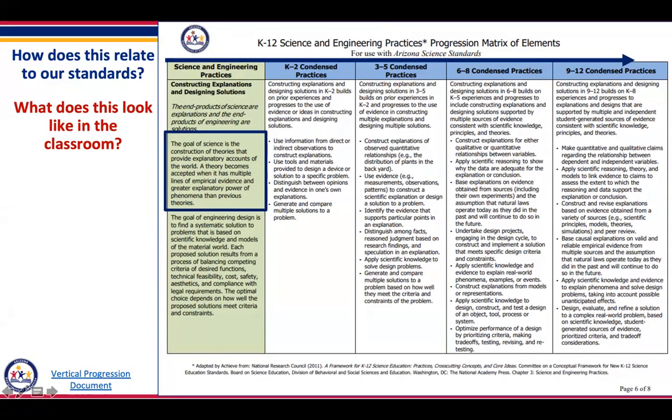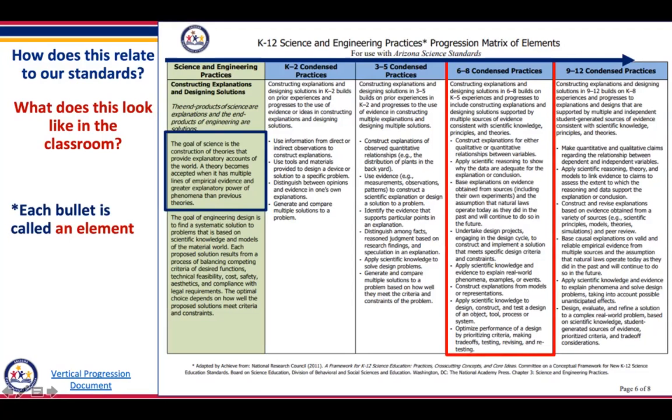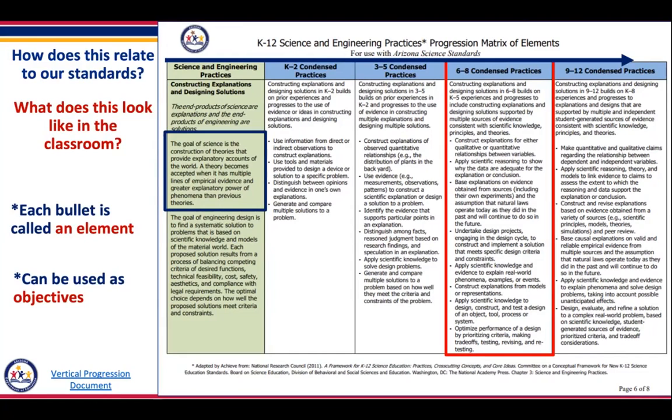My other favorite part about this document is that it tells you exactly what this science and engineering practice is about. If you look at this box, it's really about providing an explanatory account of the world. Constructing explanations is all about explaining. Let's take a look at the 6-8 grade band. These bullet points here are called elements. They can be used as objectives, and I highly recommend using them for planning. If you wonder what constructing explanations means for 6th or 8th grade, this is the document that's going to help you figure it out.